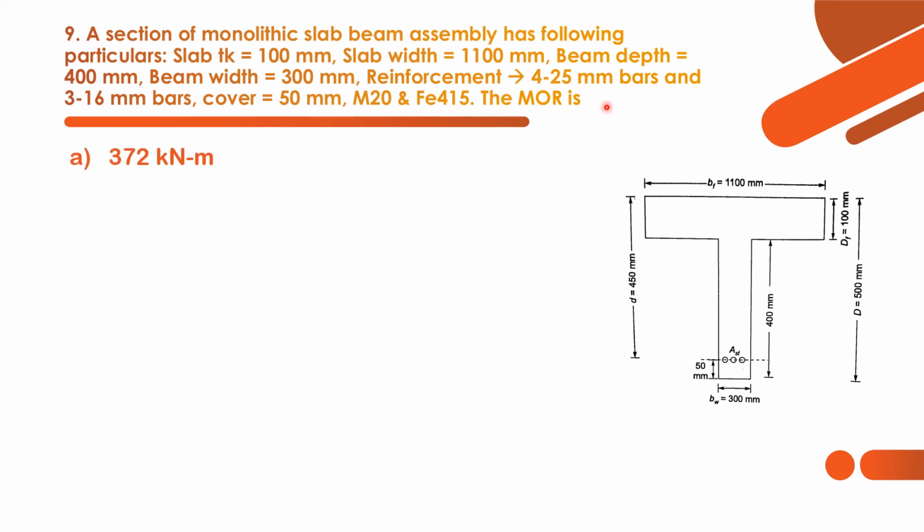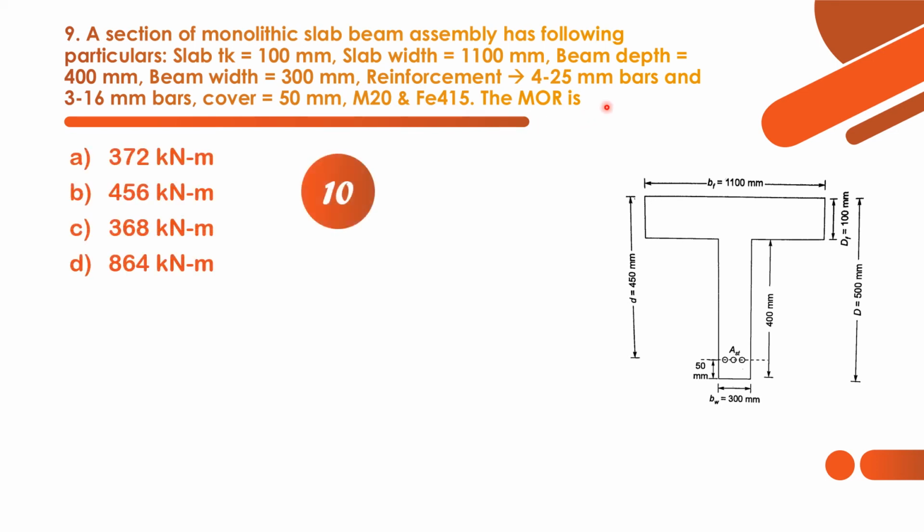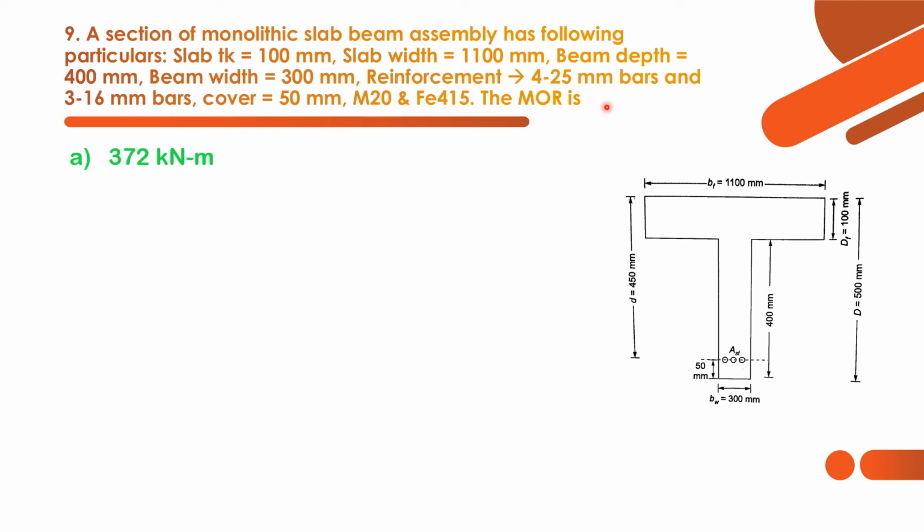What will be the moment of resistance of this T section? T section is nothing but the monolithic slab beam. The slab thickness, given as 100 mm, is nothing but the flange thickness of the T beam. It is analogous to a T beam, so we have to consider it like that. Let's see the steps to calculate the moment of resistance in this problem. So how to proceed step by step?